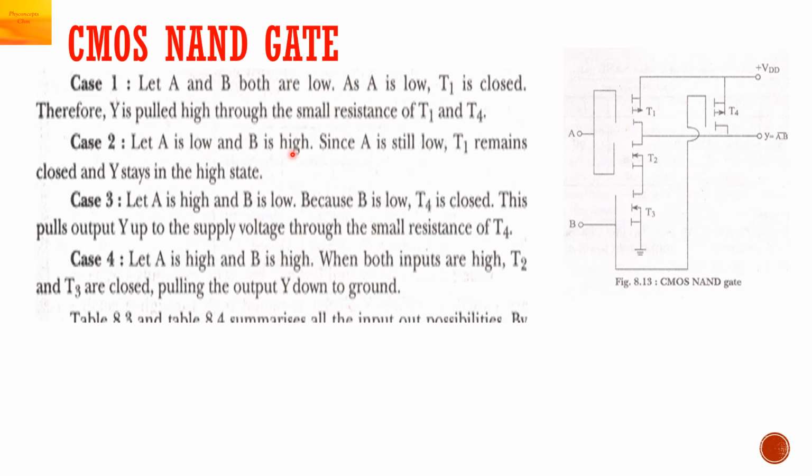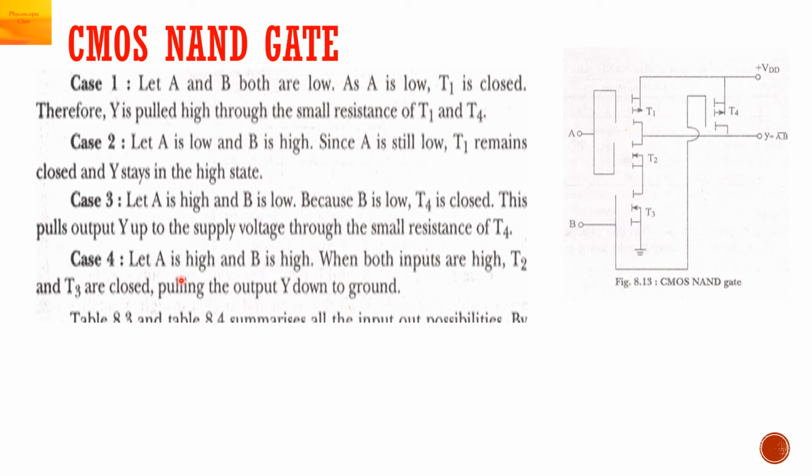Second case is A is low and B is high. Now A is still low, so T1 will remain on and the output Y will remain in the high state. Now let A be high and B low. Now because B is low, the MOSFET T4 is on. So this pulls the output Y up to the supply voltage and hence a high output.